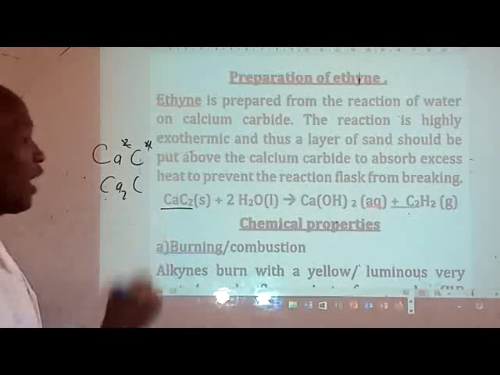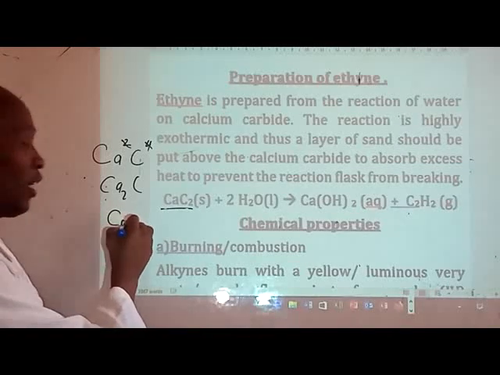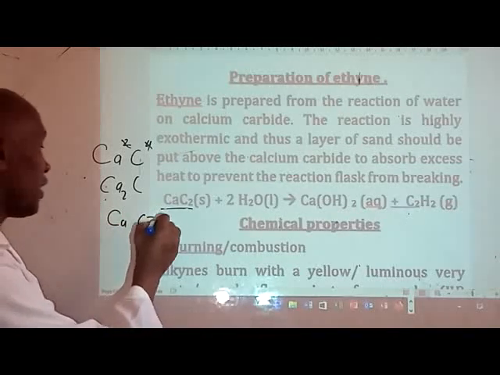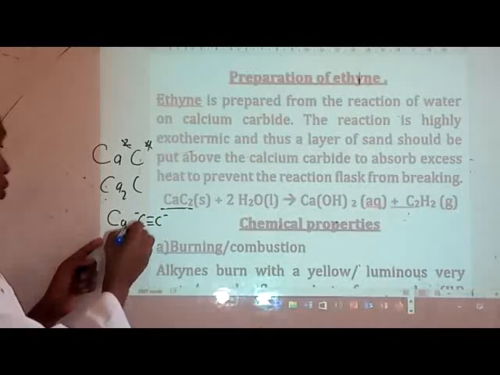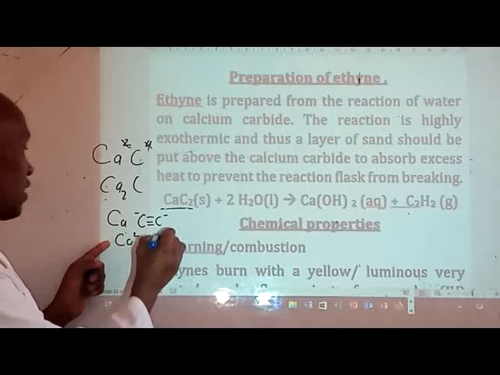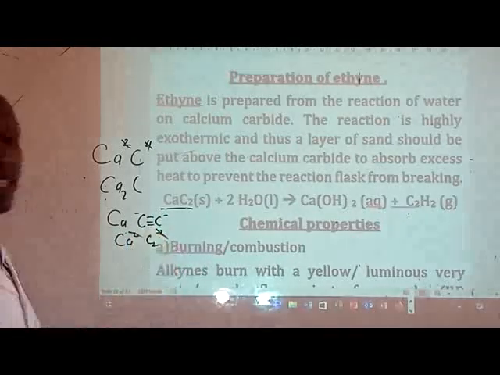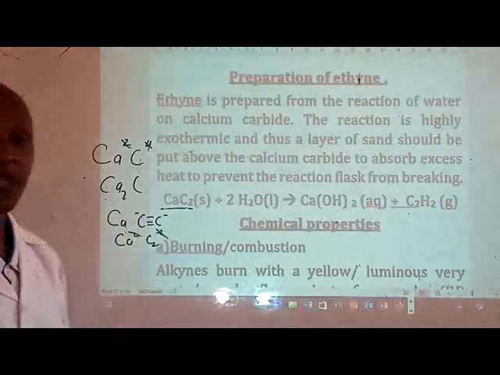However, you can see how it's actually written. It's calcium carbide. Because at the end of the day, what I have is a carbon ion that looks like that. So the valency of that ion is 2, that is C2 with negative 2, and that cancels. So calcium carbide should be written like that. It should have the double.